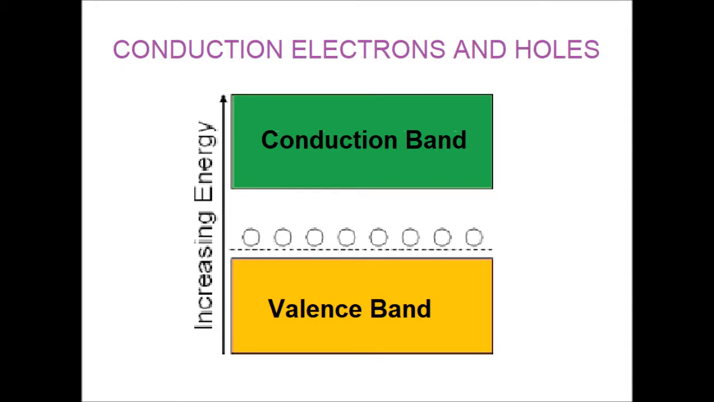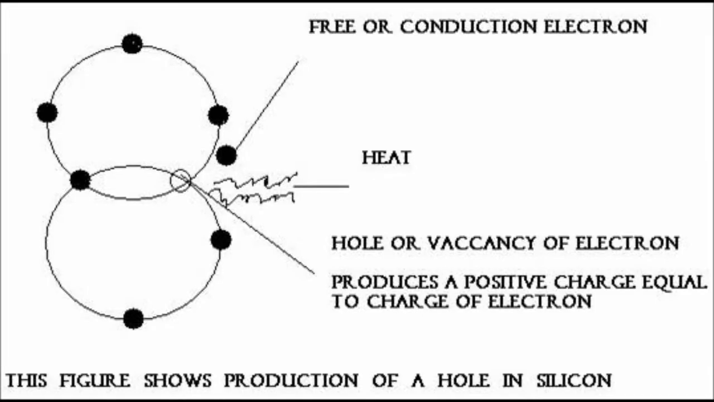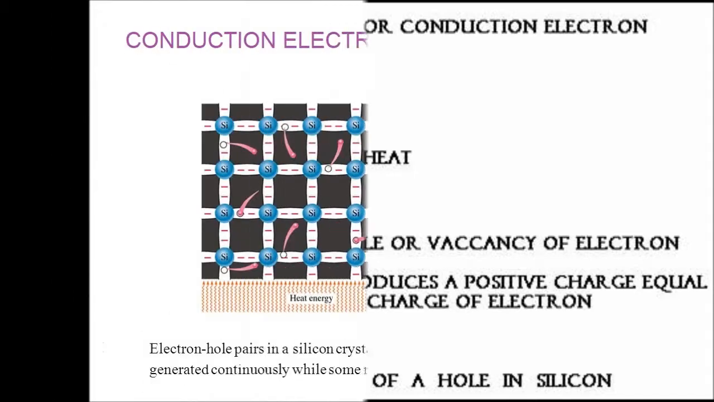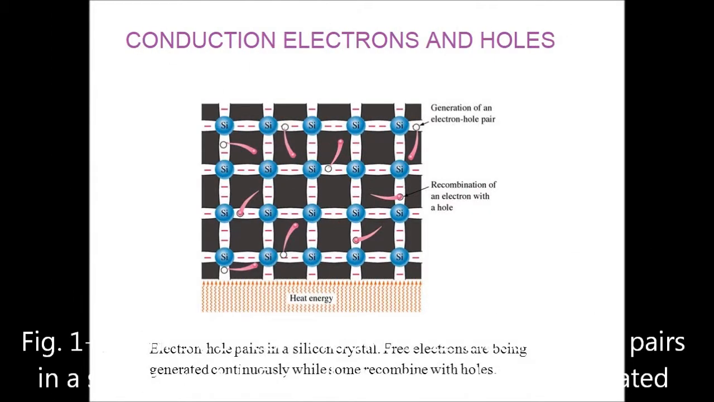Conduction, electrons, and holes. An intrinsic silicon crystal at room temperature has sufficient heat for some valence electrons to jump the gap from valence band into conduction band, becoming free electrons. Every electron raised to conduction band by external energy leaves one hole in the valence band, creating an electron-hole pair. Recombination occurs when a conduction band electron loses energy and falls back into a hole in the valence band. Free electrons are being generated continuously while some recombine with holes.